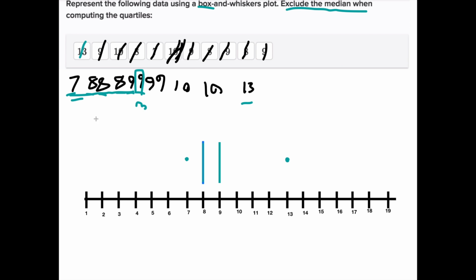Okay, and last, the line at the upper quartile. Again, exclude the median. So that one is going to be 9, 9, 10, 10, 13. So the middle number here is 10. So we're going to put a line at 10. Okay, so now we have our box.